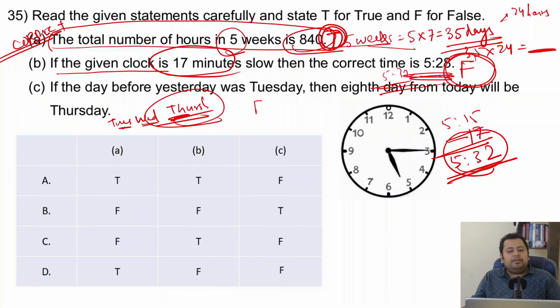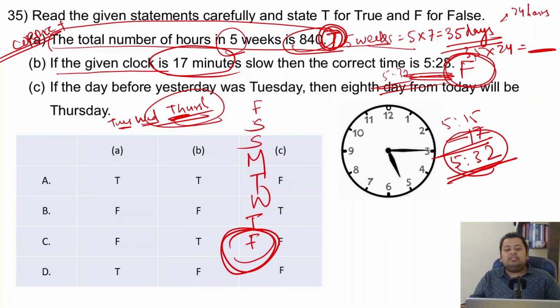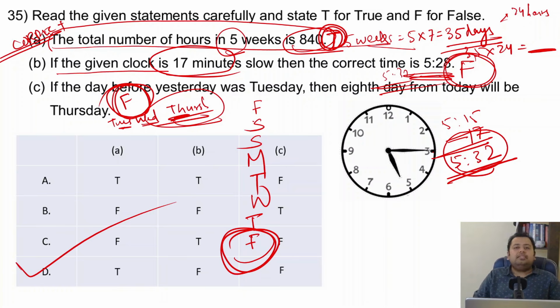The first day from here will be Friday. Second day from here will be Saturday. Third day will be Sunday. Fourth day will be Monday. Fifth day will be Tuesday. Sixth day will be Wednesday. Seventh day will be Thursday. And the eighth day from here will be Friday. So this again is false, right? Option number D is your correct answer. So it is true, false, and false, right?